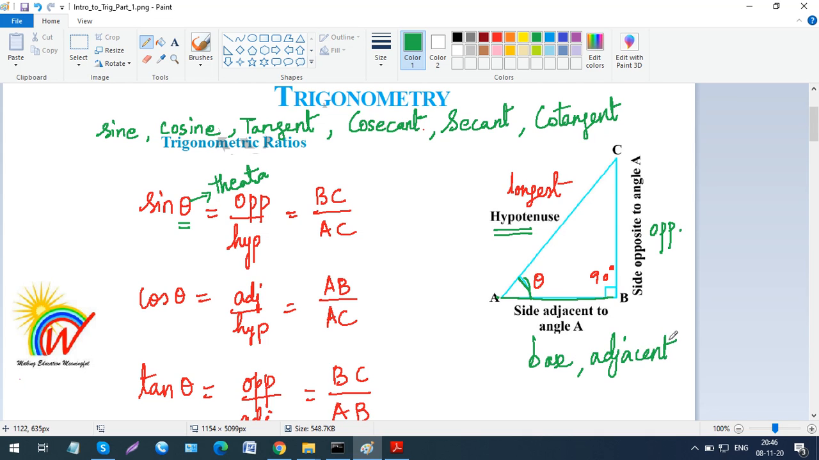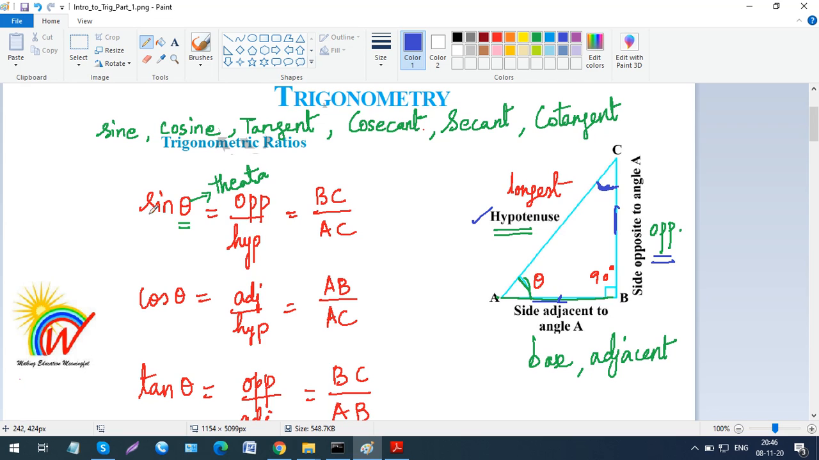Now if I am talking about angle C, let me use a different pen color for this. For angle C, if I ask you what is the opposite side, you will not say this one, because for angle C, the opposite is going to be AB, and the adjacent will be BC. So depending upon which angle they are concerned about, our opposite and adjacent change, but our hypotenuse remains the same. Now you have to remember this function. Sine theta goes like this: opposite over hypotenuse. This is the formula for sine theta.